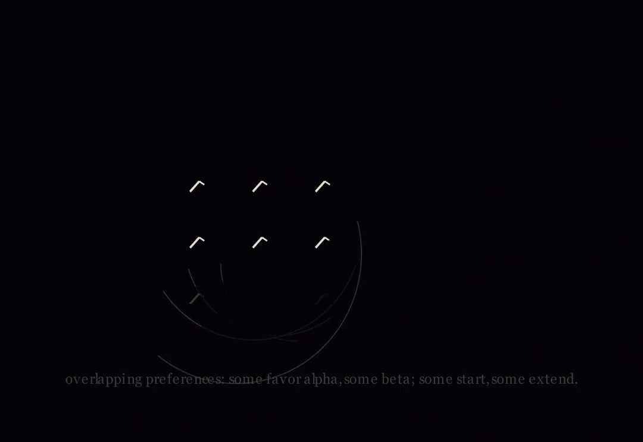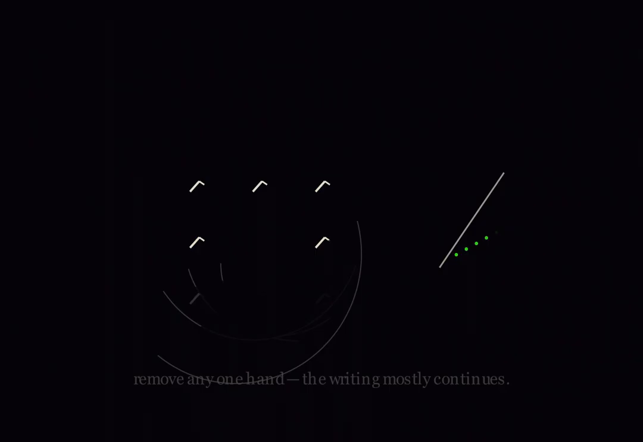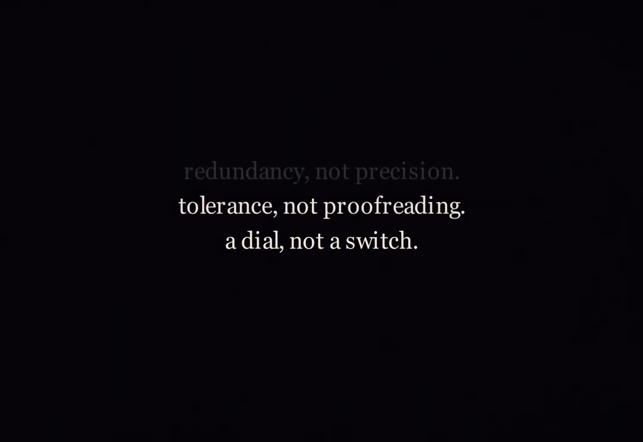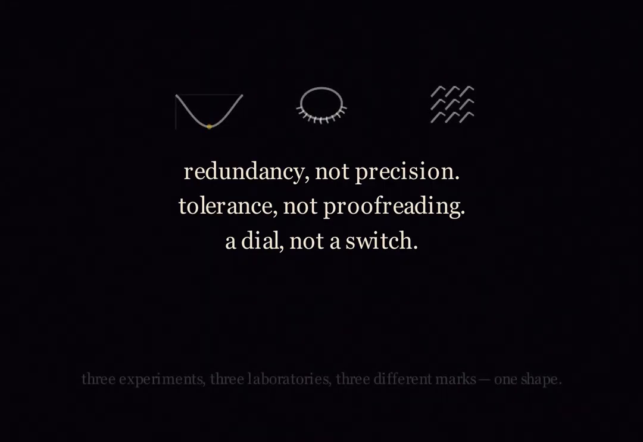The nine specialists. The redundancy of the writers. Nine enzymes write the chains of charge, with overlapping preferences. Some favor the alpha stone, some the beta. Some start chains, some extend them. Remove any one hand, and the writing mostly continues. The code is written by a committee, and the committee survives its members. A dial, not a switch. Tolerance, not proofreading. Redundancy, not precision.